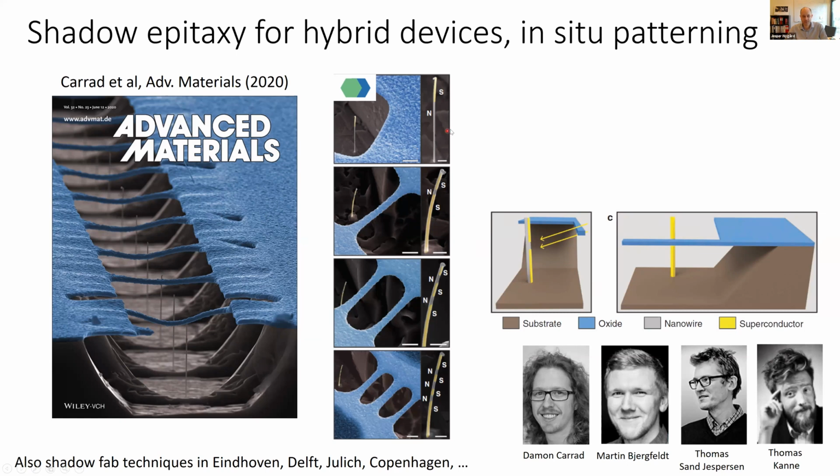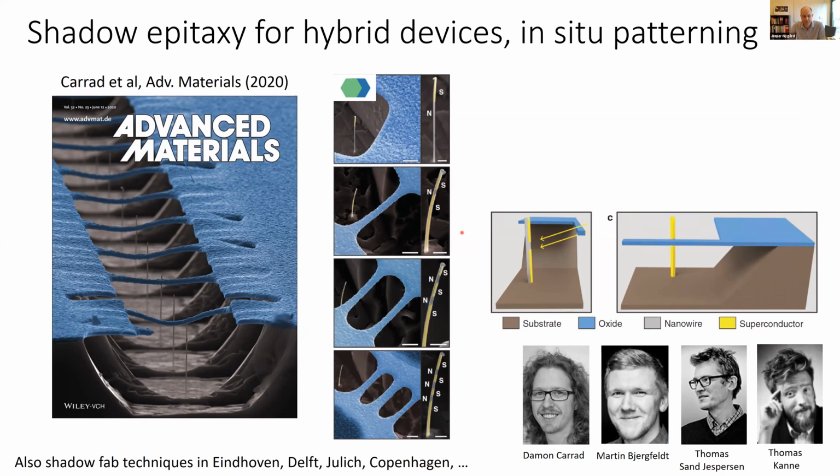In the center, you see some examples of the structures that can be realized: simple NS junctions that are needed for spectroscopy of proximitized wires, also Josephson junctions, superconducting islands, and even more complex devices shown below. This is work that was developed by Damon Carrad, Martin Bjergfelt, Thomas Jespersen, and Thomas Kanne in my group. And I think it's a good example of how we have taken these relatively simple wires a step further by forming much of the structure in situ in the chamber.